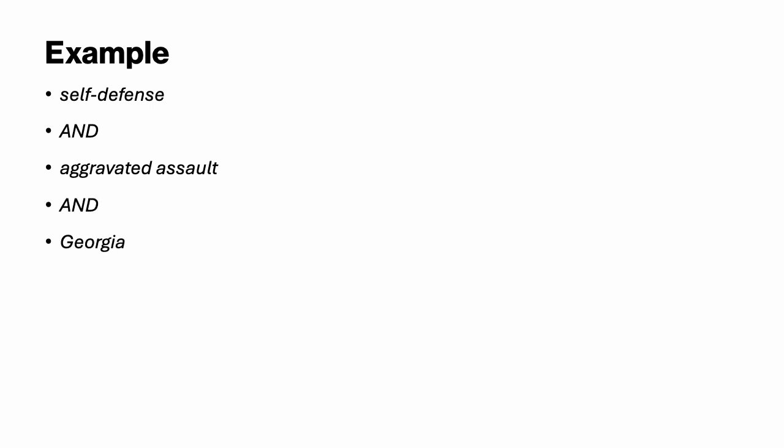Now, let me give you an example. Let's say that you're using Westlaw, and you try searching self-defense and aggravated assault and Georgia and case law and 2020 to 2024. Okay, so these are your Boolean connectors, and that's the and, the or, and the not, and you put all that together to refine your search.